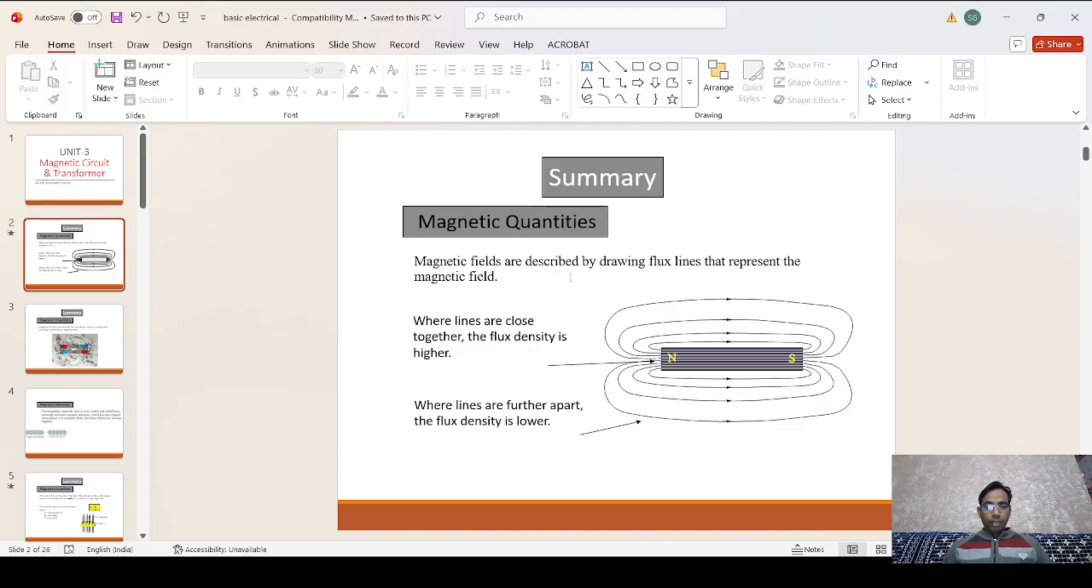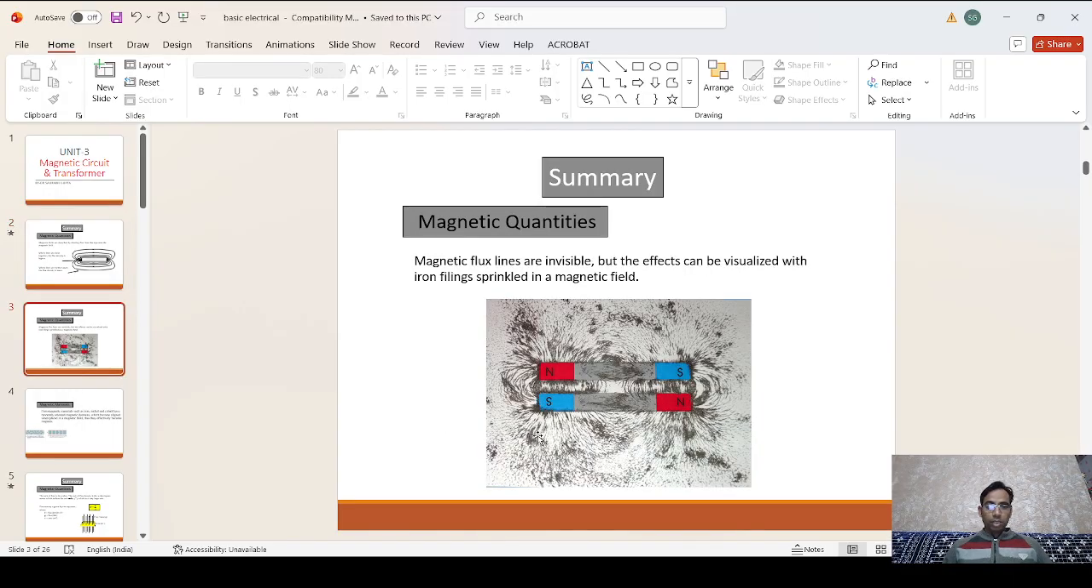Magnetic fields are described by drawing flux lines that represent the magnetic field. So basically this is the magnet having N and S pole, and these are present different numbers of magnetic lines. When the lines are close together, the flux density is higher. When the lines are further apart, the flux density is lower. So we can see visually in these lines whether the flux density is less or more.